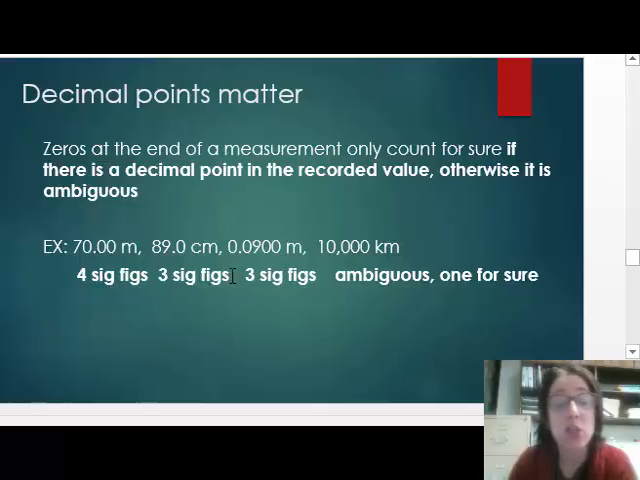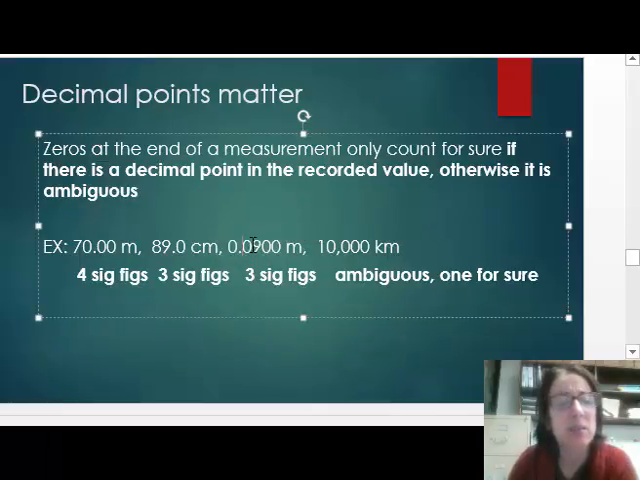0.910000 meters has 3 sig figs. The end zeros all count, but leading zeros never count. The value 10,000 kilometers has at least 1 sig fig, but because a decimal point is not expressly written, this measurement has an ambiguous number of sig figs.